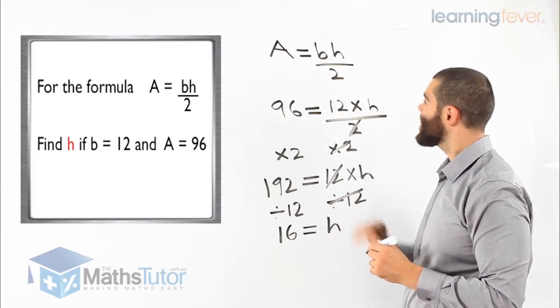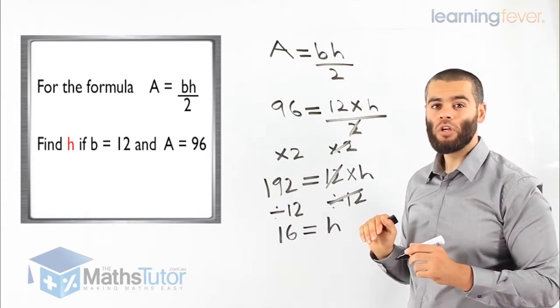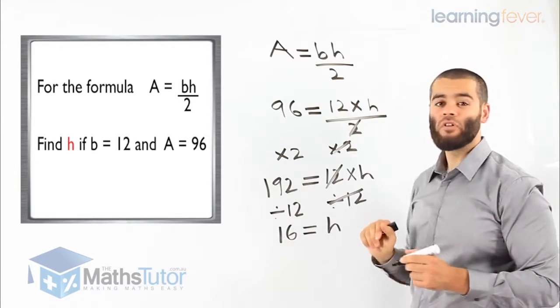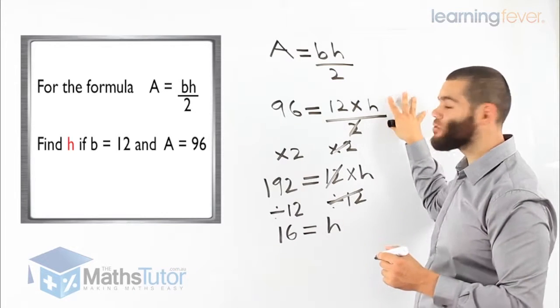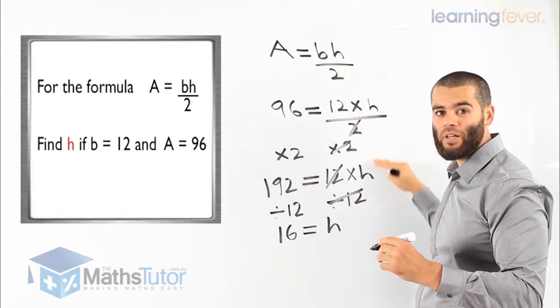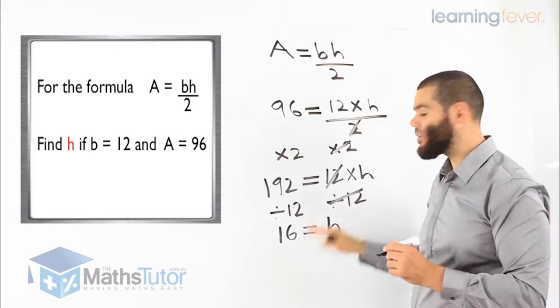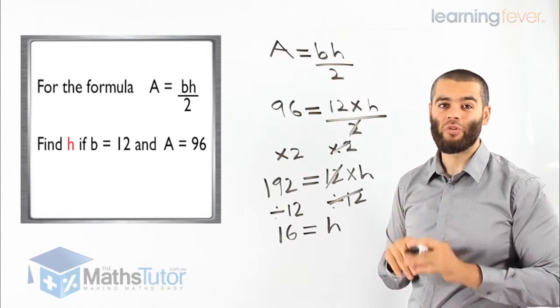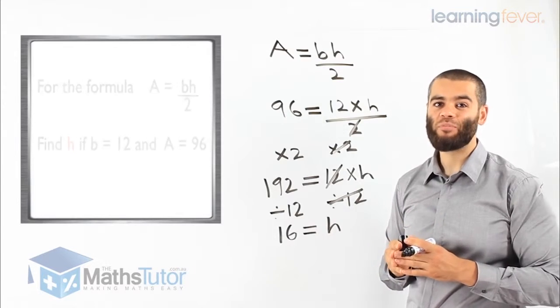So for this formula, A equals BH over 2, we're told A is 96, B is 12, we're asked to find H, we substitute the information, then we complete our equation and we find H is 16. It's pretty simple. Very important to substitute correctly. Let's do a couple more examples.